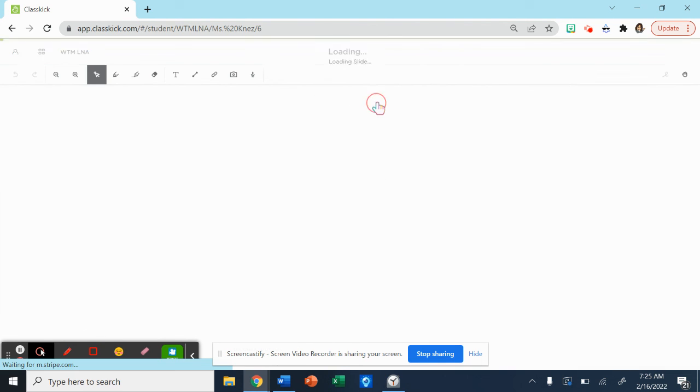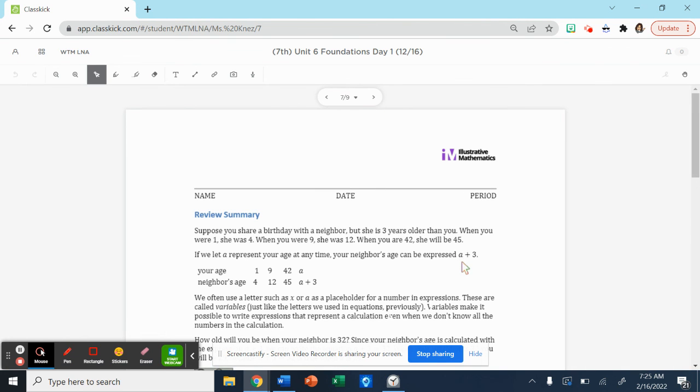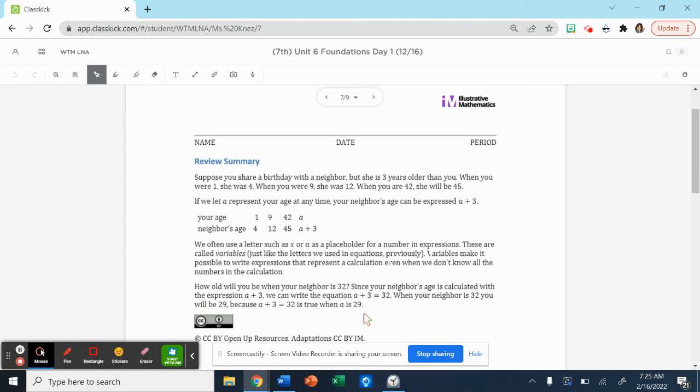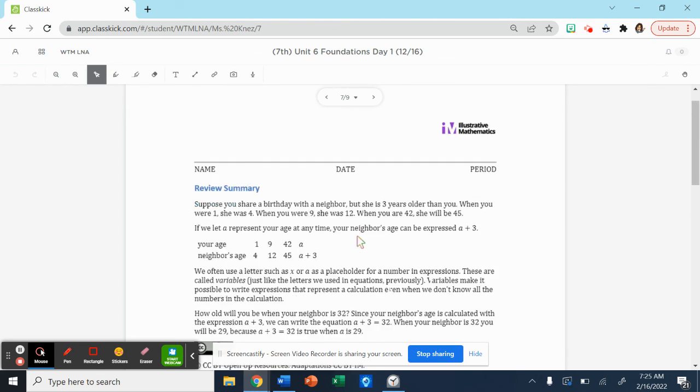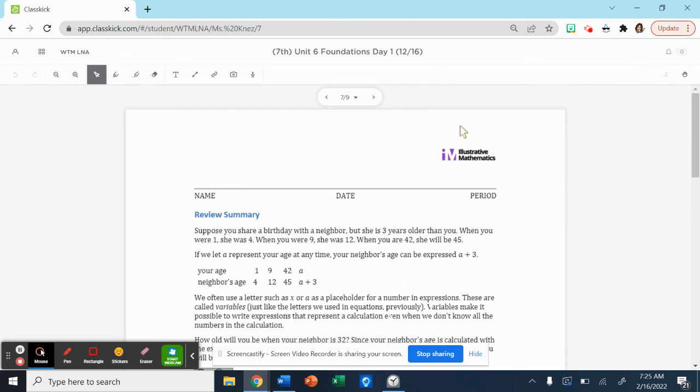When you're finished with slides 5 and 6, you have a lesson summary on slide 7 that will help you review today's lesson. Slides 8 and 9 are optional, but you do have an exit ticket in the main folder for today, so make sure you take a look.